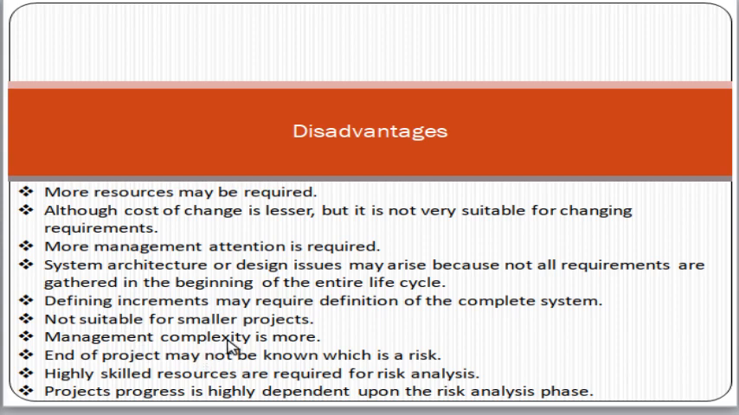Management complexity is more. Why? Because of communication with the customer and communication with the team, so much management is required in these types of projects. And the end of a project may not be known, which is a risk. This is a very high risk in the iterative approach. Why? Because you don't know when you can consider the project to be ending. After the last iteration the customer may ask for more requirements and you have to do it accordingly. So the end of the project is not known in these types of projects.